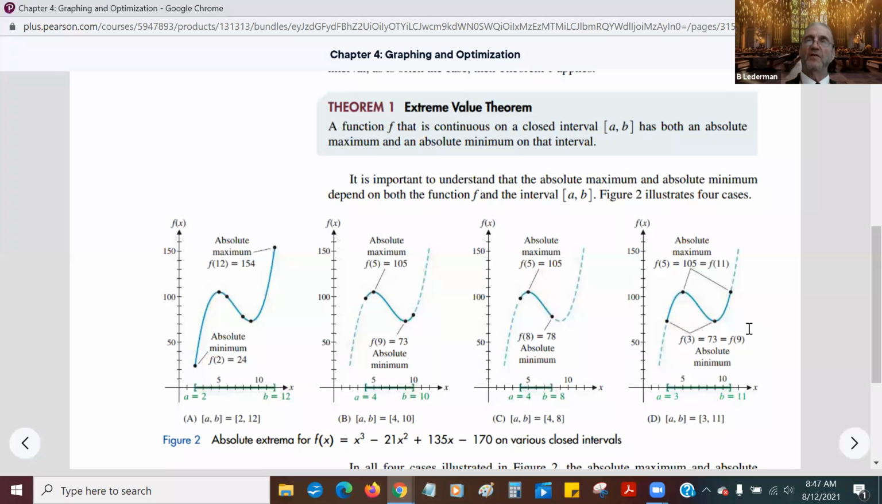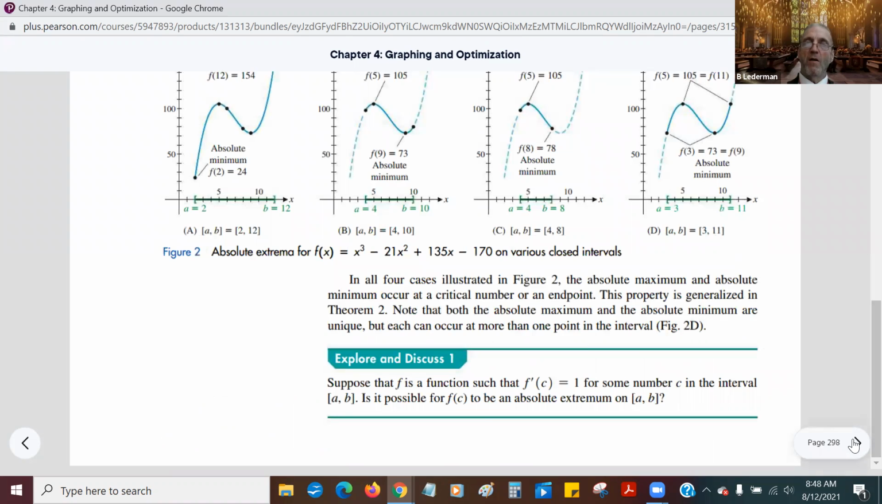Depending on which piece of the graph I look at, that'll tell me which is the absolute max and which is the absolute min. And it's pretty much common sense. Don't think of it as something so mathy. Just think of it in more common sense terms. Okay, let's move on.